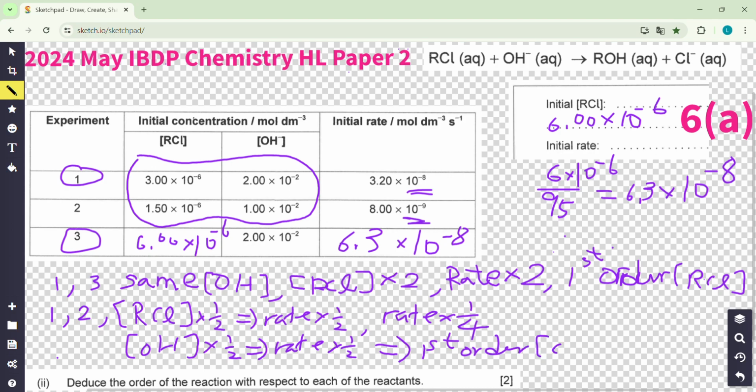Very good question, well designed. Excellent. So we got the answer: both are first order. A little bit tricky. A lot of people think it's second order for OH, but forget that RCl contributes too. Okay, see you for the next part.